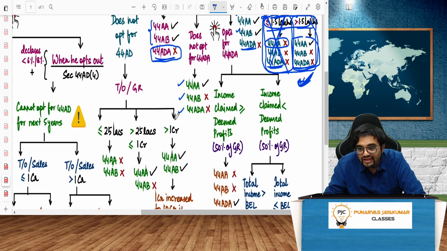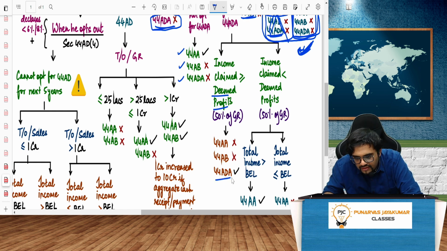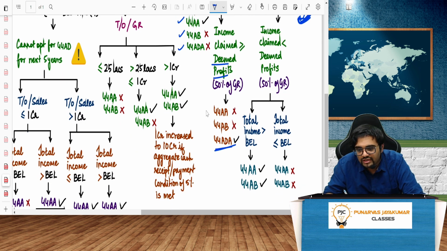Now, if your income which you have claimed, what is the income that is allowed? 50%. If the income that you have claimed is more than or equal to the deemed profits, that is more than or equal to 50% of the gross receipts, that is what you have claimed, then my dear friends, 44ADA will come into the picture. And as per 44ADA, what does it say? No need to maintain accounts and no need of tax audit if you follow the conditions.